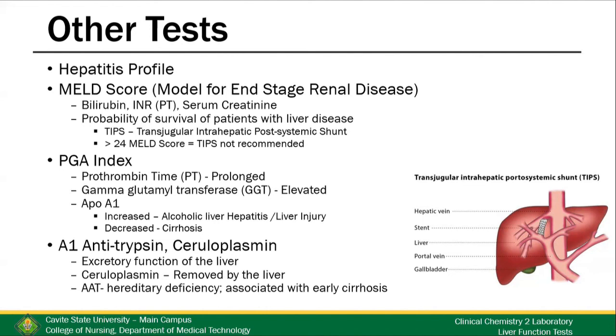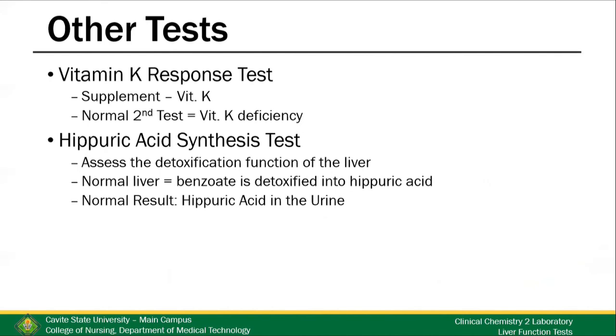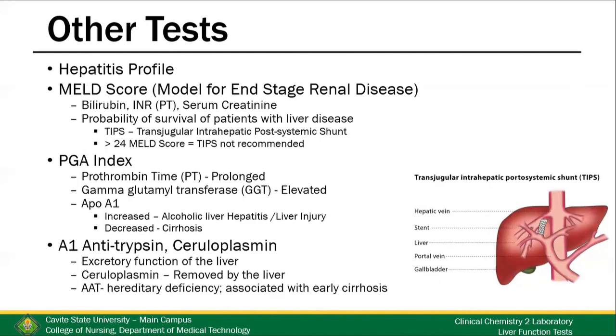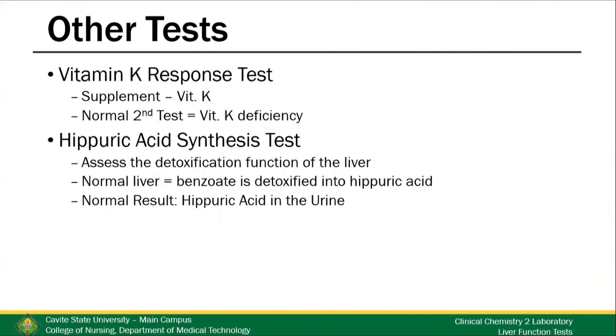For the A1 antitrypsin and ceruloplasmin, it is in the excretory function of the liver. Ceruloplasmin is removed by the liver. So since it is under the excretory function of the liver, ang ating ceruloplasmin ay nire-remove ng liver. So increase in ceruloplasmin has an impact in, or damage in, the excretory function of the liver. AAT is a hereditary deficiency which is associated with early cirrhosis.